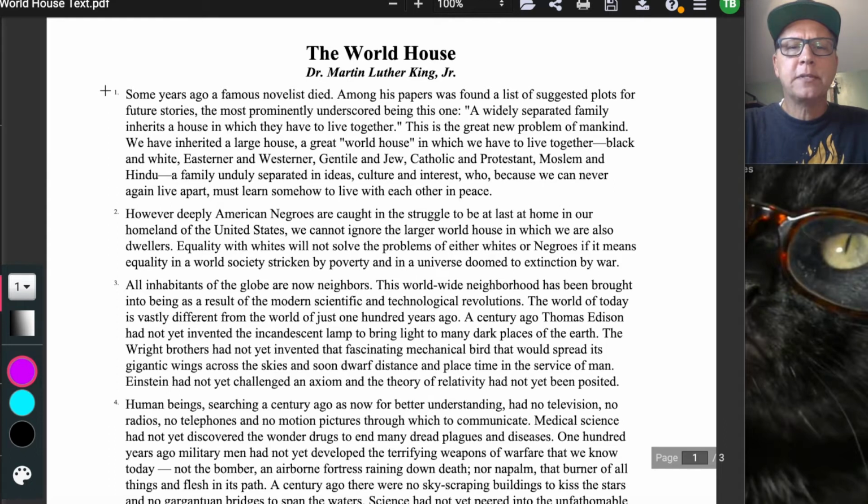Some years ago, a famous novelist died. Among his papers was found a list of suggested plots for future stories, the most prominently underscored being this one. A widely separated family inherits a house in which they have to live together.